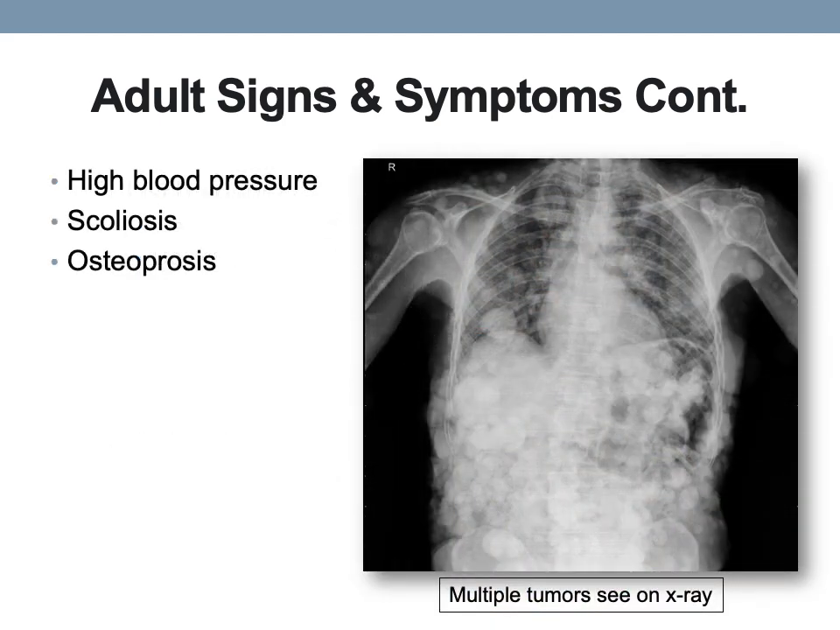Adult signs and symptoms of NF1 continued are high blood pressure, scoliosis, and osteoporosis. If you look at that x-ray on the right, you'll see the individual has multiple tumors. It's the tumors that you can see on the skin that are projecting through the x-ray, but neurons travel throughout the entire body. So what you see on somebody's skin, that's just the surface. And there will be those same type of nodules on the myelin sheaths of any kind of peripheral neuron running through the interior of the body.